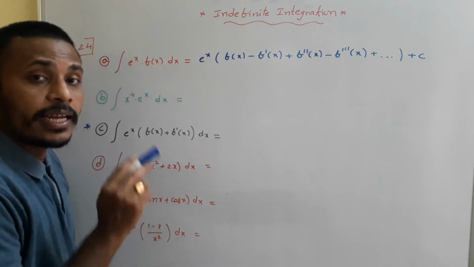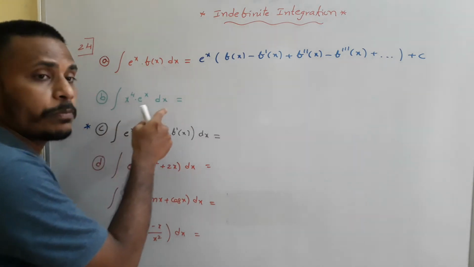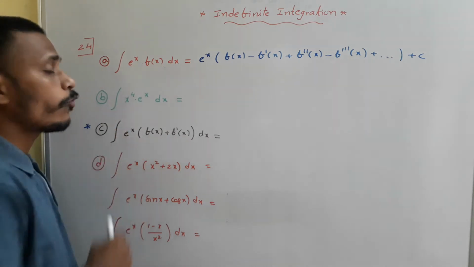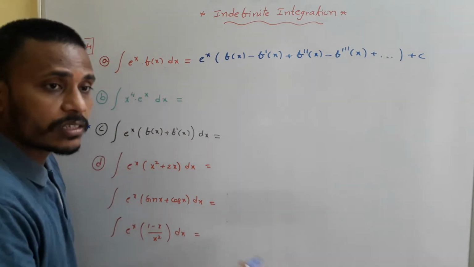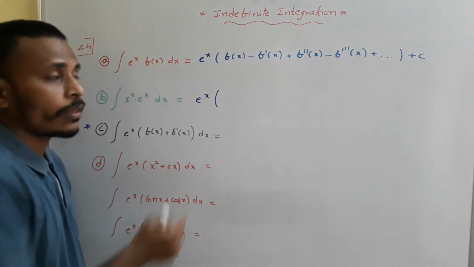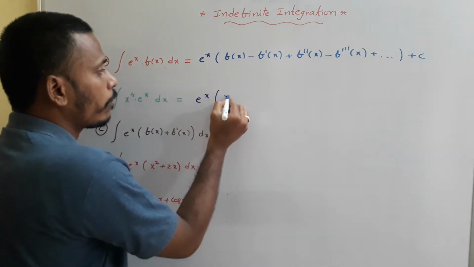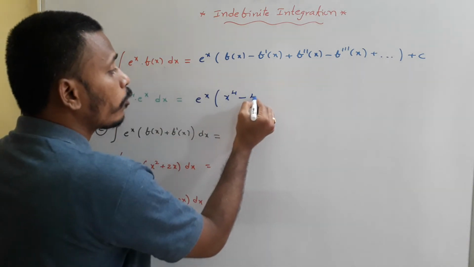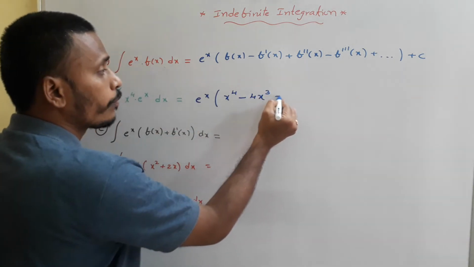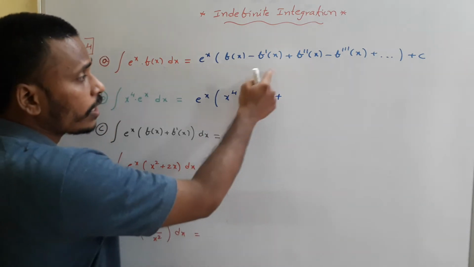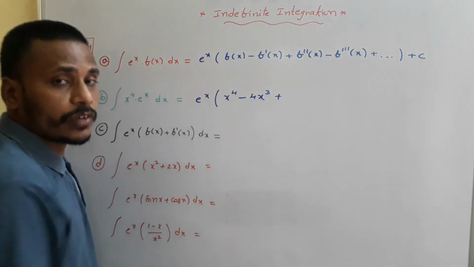What is this? Integral of x power 4 e power x dx. So e power x is mentioned, x power 4 is f of x. Then what is its answer? So this answer is e power x into f of x, the function x power 4, minus its derivative. What is the derivative of x power 4? 4x cube plus derivative of this 4x cube. Okay, second derivative in the sense derivative of this first derivative.